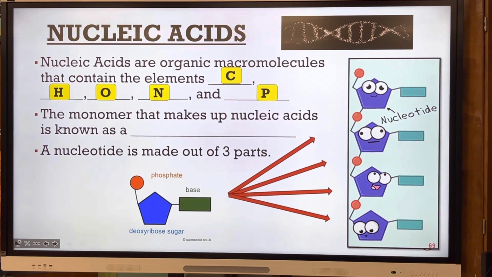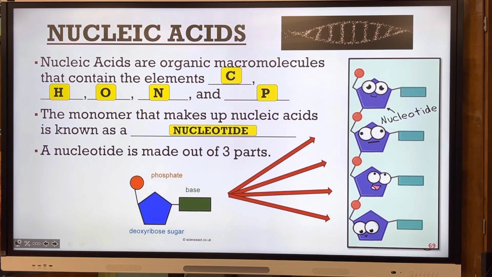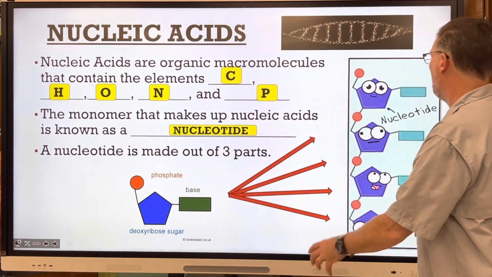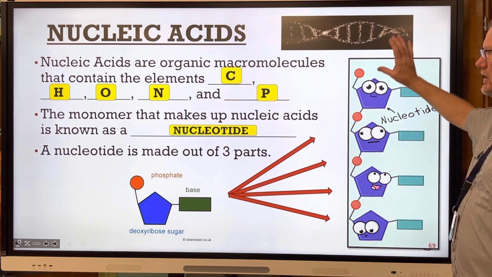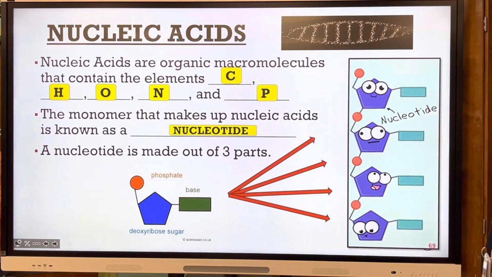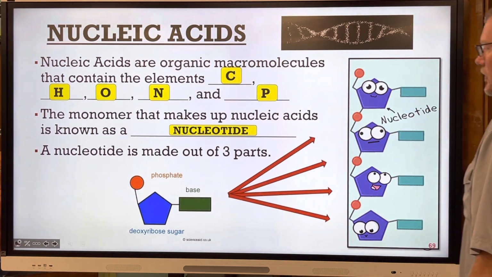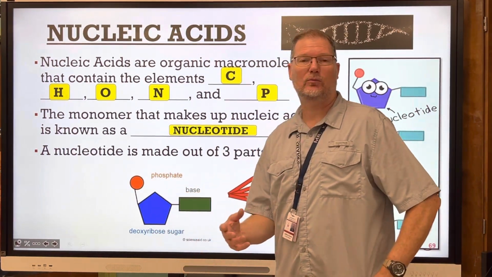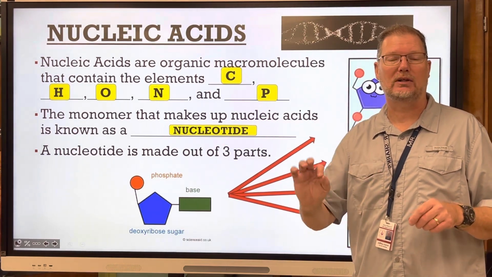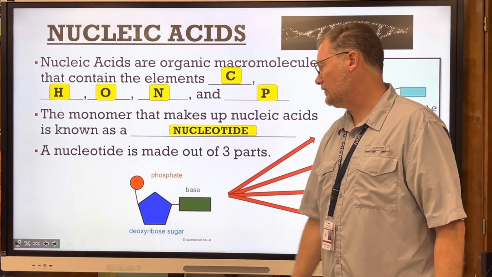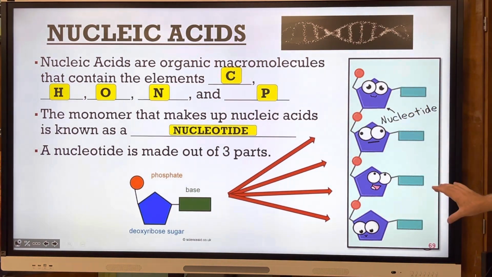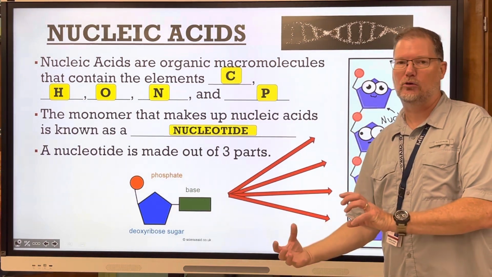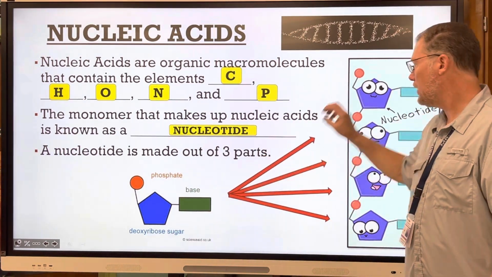The monomer that makes up nucleic acids is known as a nucleotide. So this is a nucleotide. And when you put them together, you get a chain called a nucleic acid. It's made out of 3 parts: the phosphate part, the deoxyribose sugar, which should sound familiar, DNA, deoxyribonucleic acid, and a base. They're going to form a chain, just like every other molecule that we've seen, when you've got monomers and polymers.